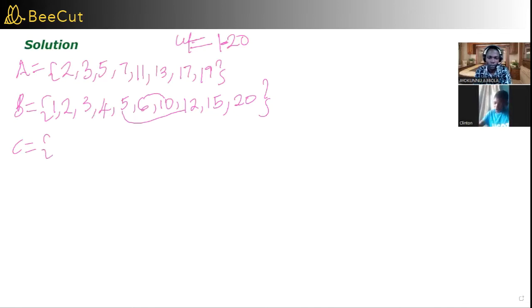Okay, now let's go to the element of subset C. Subset C has been defined for us. It says it is all multiples of 3 that exist within the universal. So what are the multiples of 3? We have 3, 6, 9, 12, 15, and 18. Not 20. So those are the elements.